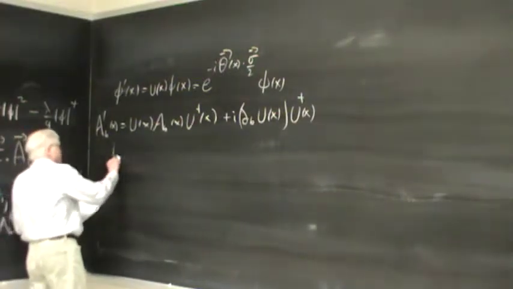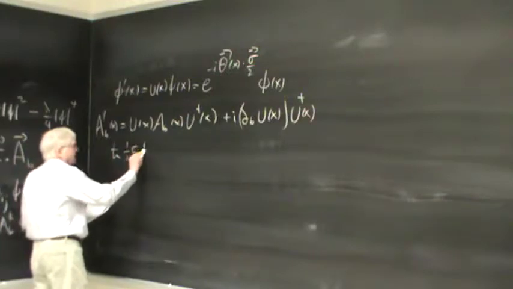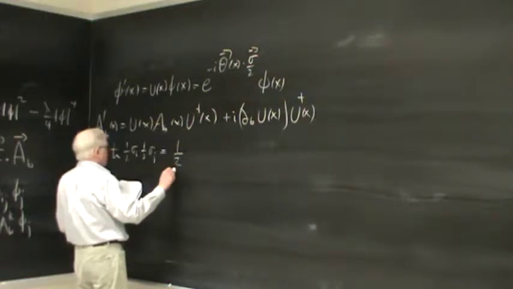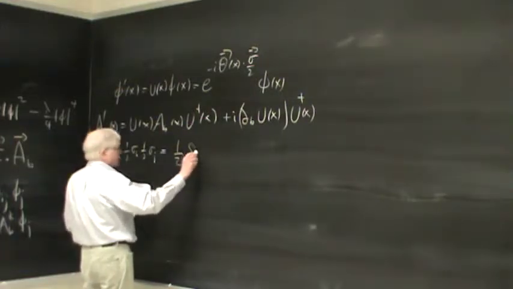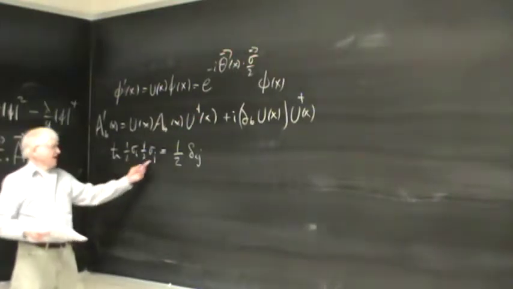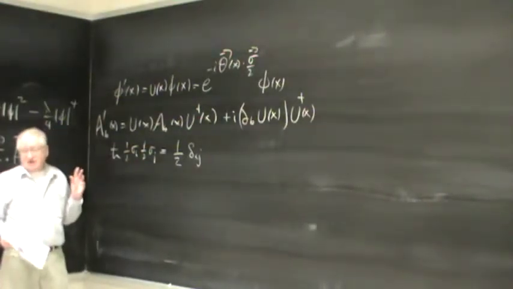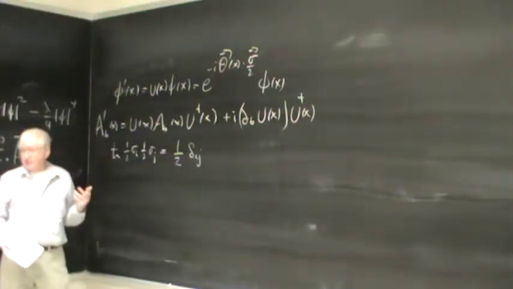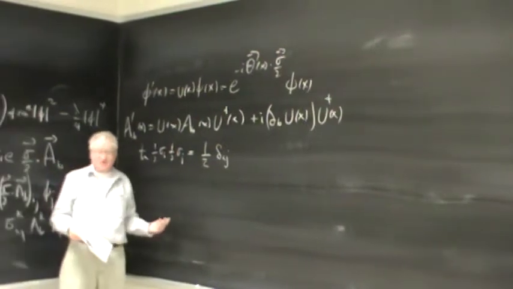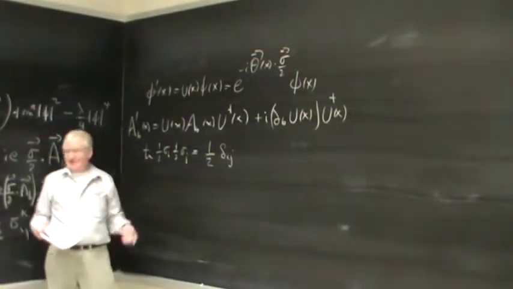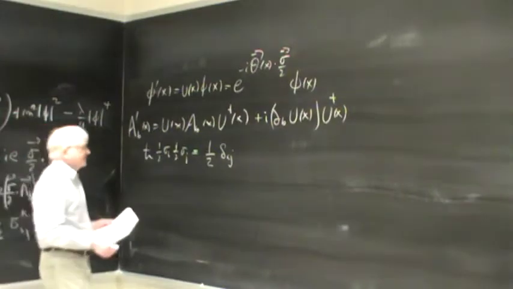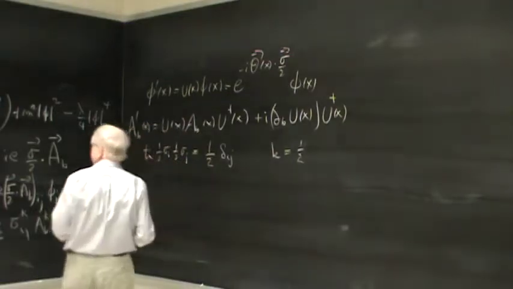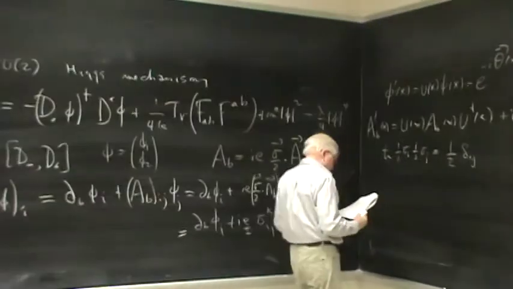Okay, and of course we have the trace relation: trace of a half sigma_i times a half sigma_j equals a half delta_ij. If i and j are the same, sigma_i sigma_j just gives 1. And the trace of 1 as a 2 by 2 matrix is 2. 2 divided by 4 is a half. That's that 1/2. So effectively, for this theory, this k that occurred there is a half.